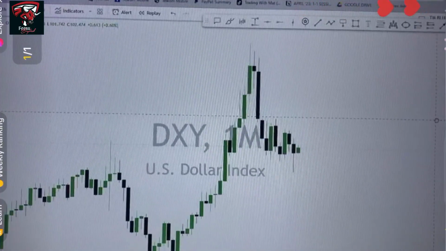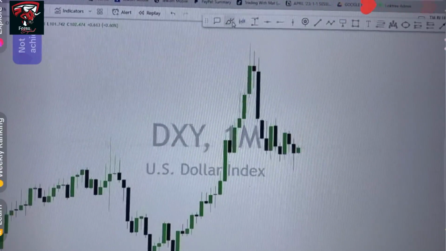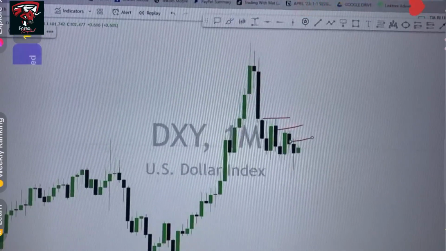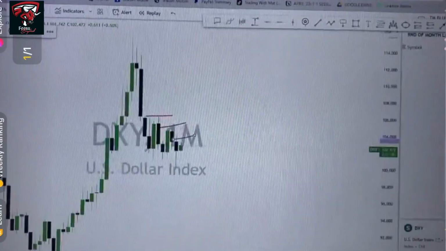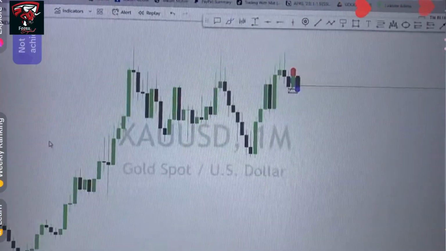Do you guys see something? Do you guys see what I'm seeing here? Do you guys see this pattern? Did we not talk about this a few weeks back on gold? Let's go back onto gold quickly. Look at the daily time frame on gold.